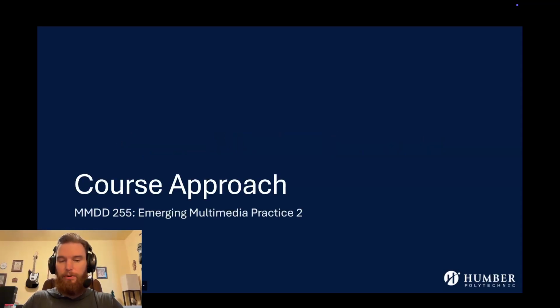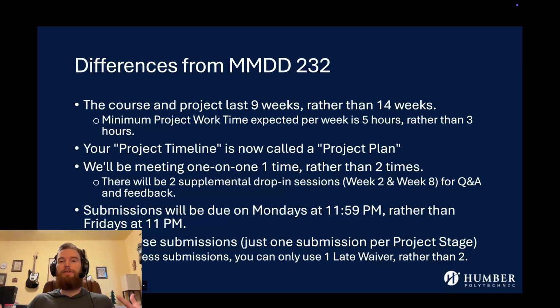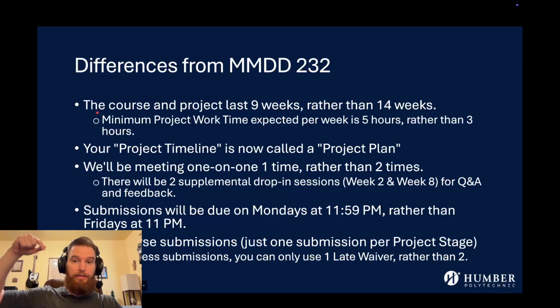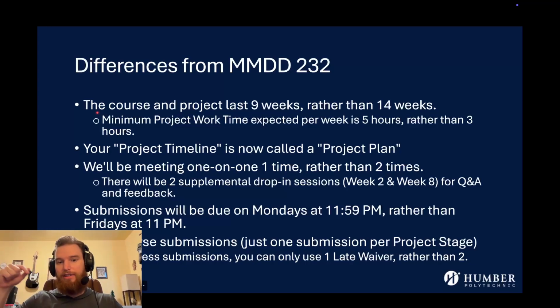First off, the course approach. I'll start this by saying some key differences from MMDD 232. Some of these are just changes that I made from one semester to the next. Some of them are more overall broader program shifts that happen. So the biggest difference I would say between these two courses is that the course and project for MMDD 255 lasts 9 weeks rather than 14 weeks. So this class, the semester, is technically 9 weeks long rather than the full 14 weeks long.